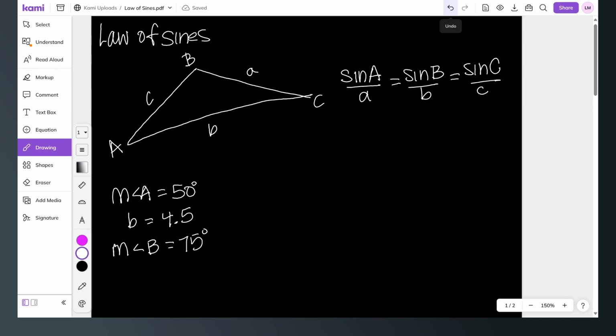Now we don't need all three of these, you just use two at a time, whichever two you need. So setting up a proportion like this means I can pair these two together, or these two, or these two. You can take any two. I usually flip them over if I'm looking for a side. These ratios are the same, so it can also be written this way.